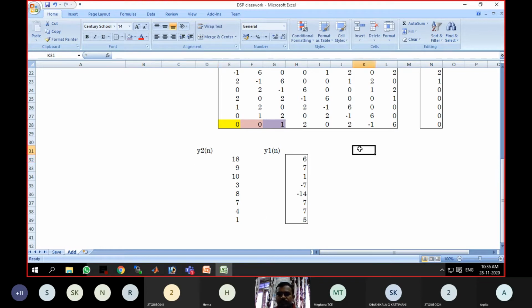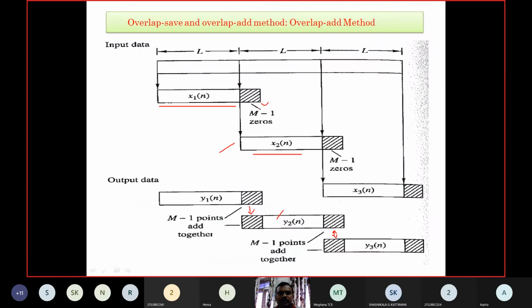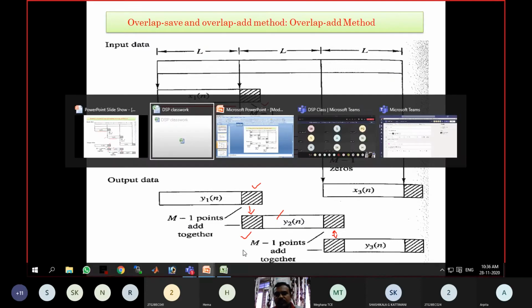Then what is the final y of n? How will it be created? Y of n by using this method: the previous block's last m minus 1 points are added with the present block's initial m minus 1 points. Okay, so we need to perform this calculation now.